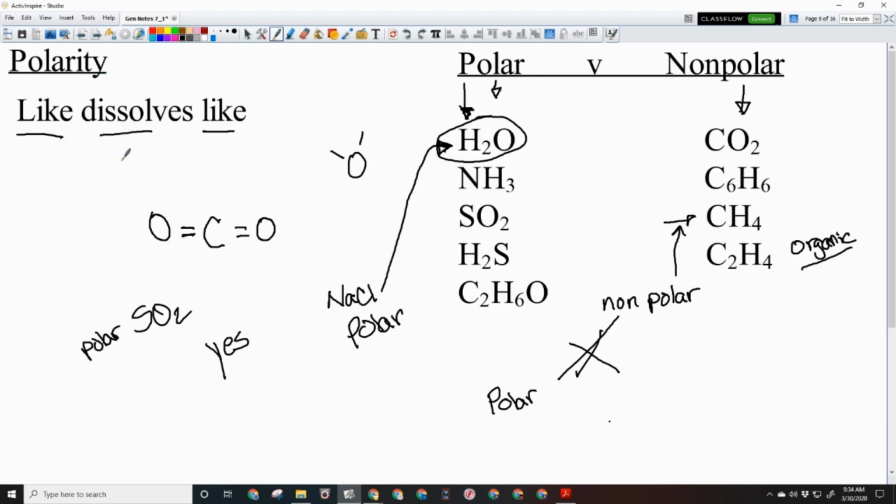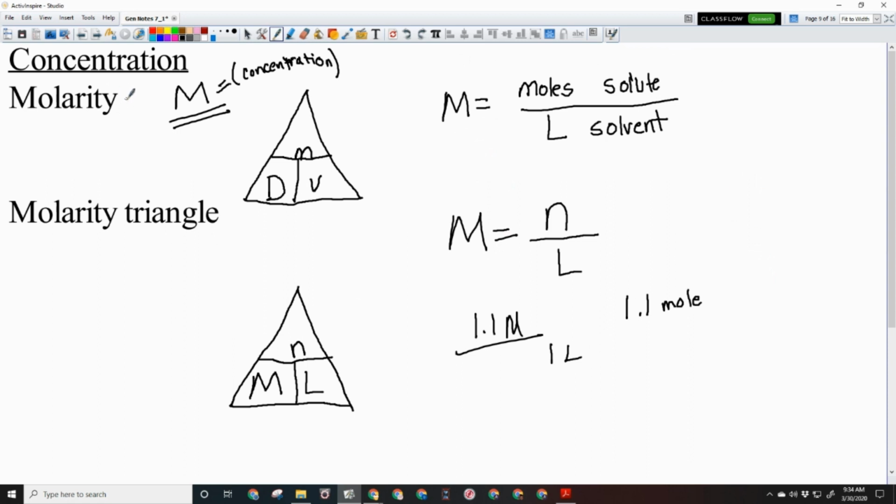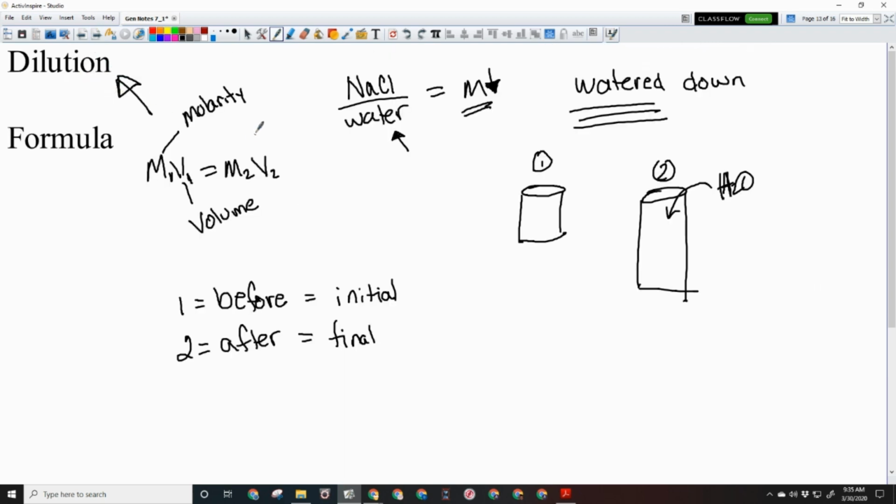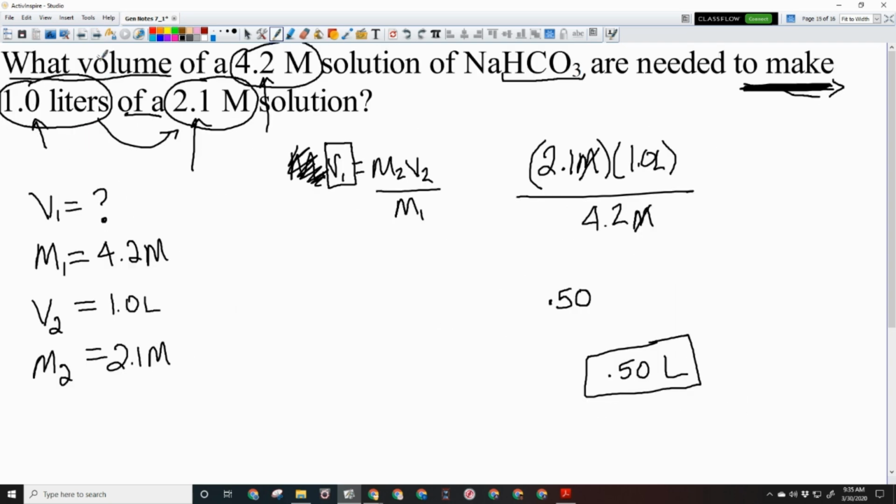Okay, we looked at an example of supersaturation. Okay, we talked about polarity, like dissolves like, polar dissolves polar, nonpolar dissolves nonpolar. And we started looking at the mathematical formulas used to calculate concentration, which is molarity. It's called molarity, moles over volume. Okay, we did 3 examples, and then we talked about dilution, where we take that concentration and we add more solvent to dilute it. We looked at the formula for that, M1V1 equal M2V2. We worked out a couple of problems.